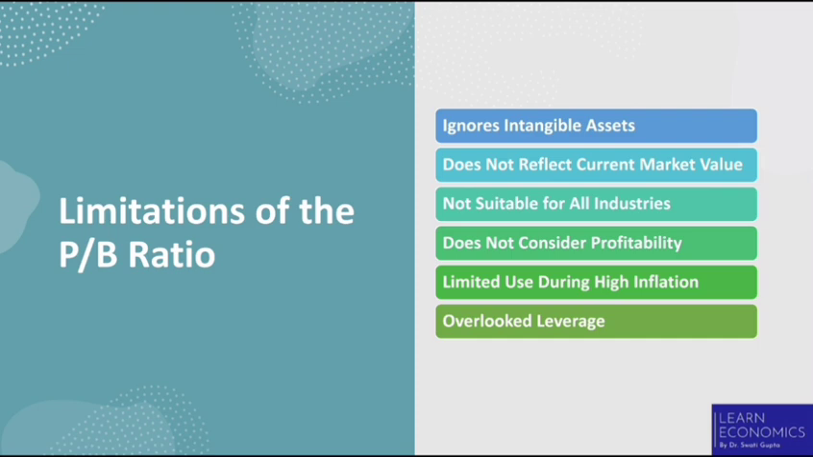First, ignores intangible assets. The PV ratio doesn't include intangible assets like patents, brand value, goodwill, or intellectual property in its calculation. Companies in industries like technology, healthcare, and IT companies derive a lot of their value from intangible assets, which are ignored by the PV ratio. Second, doesn't reflect current market value.